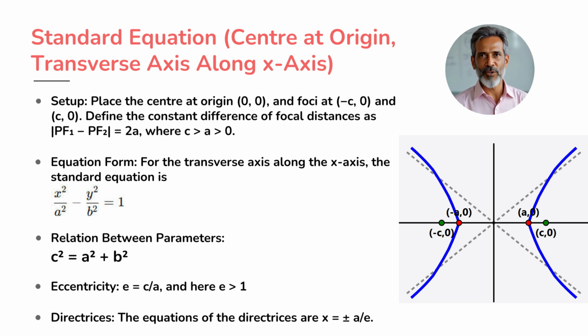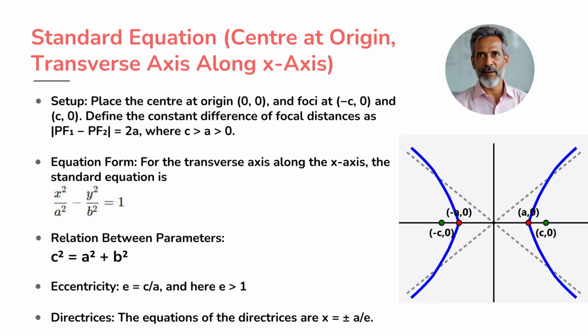Let's set up our coordinate system. We place the center of the hyperbola at the origin. That's the point (0, 0). The foci are located at (-c, 0) and (c, 0). For any point P with coordinates (x, y) on the curve, the difference in distances from the two foci is constant, and that constant is 2a. So, the equation of the hyperbola comes directly from this definition.